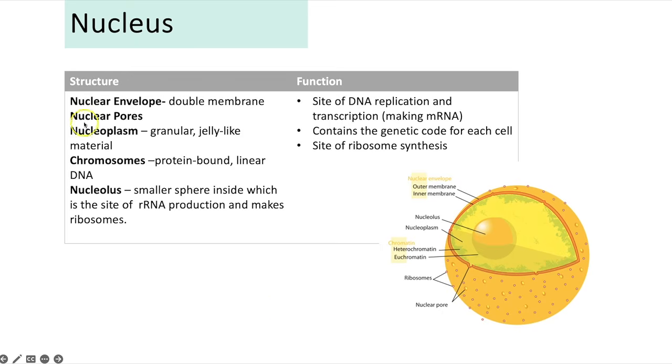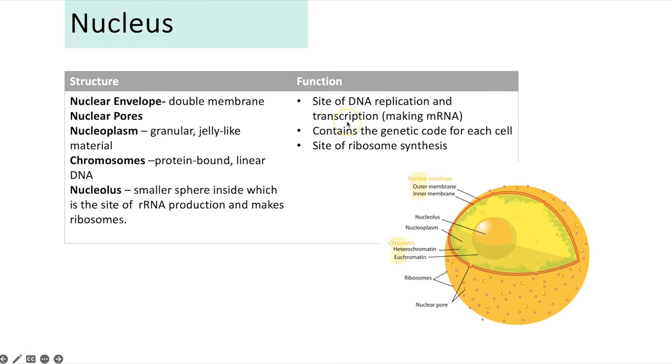Inside of the nucleus, there is nucleoplasm, which is a granular jelly-like material. It's also where you find the chromosomes, and in eukaryotic organisms, chromosomes are protein bound, so they're attached to histone proteins, and we describe the shape as linear. You have inside of the nucleus as well a nucleolus, which is the smaller sphere inside, and that is where RNA, specifically rRNA, is made, and rRNA is used to make ribosomes.